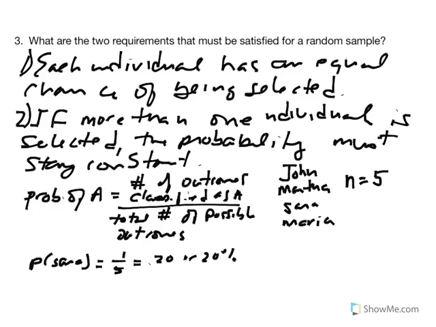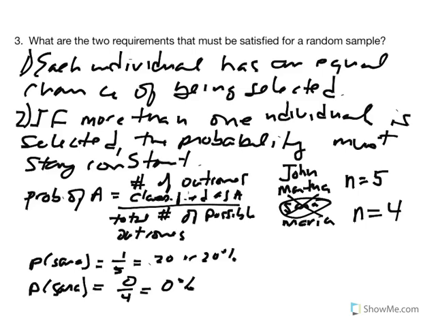Now, if I select Sarah, if she would happen to be the one that was selected, and let's say I take her out, now we are looking at the probability with n equal to 4, the sample size. So again, probability of Sarah being selected, and we see a problem here. There's a 0 out of 4 chance. There's a 0% chance that Sarah will be selected.